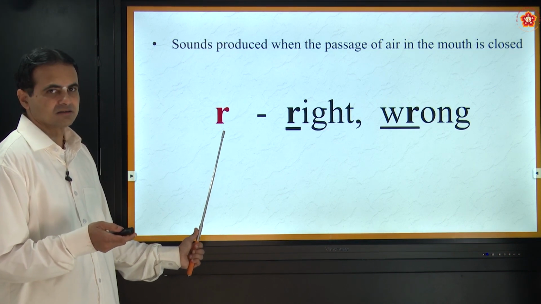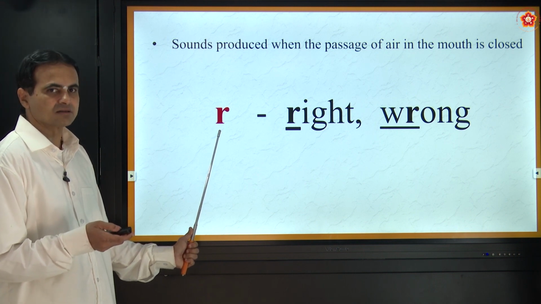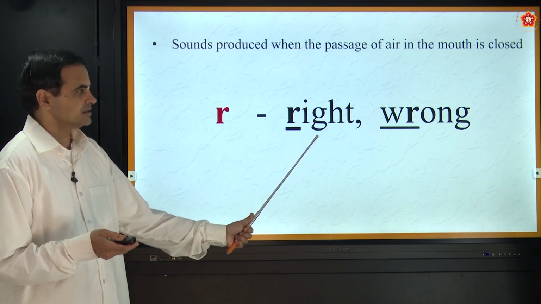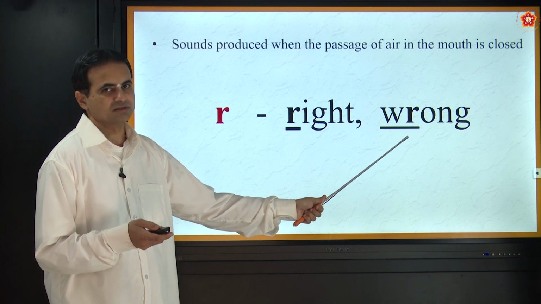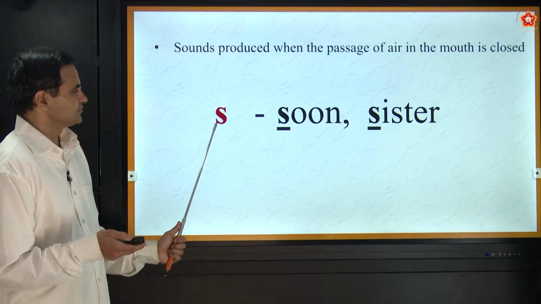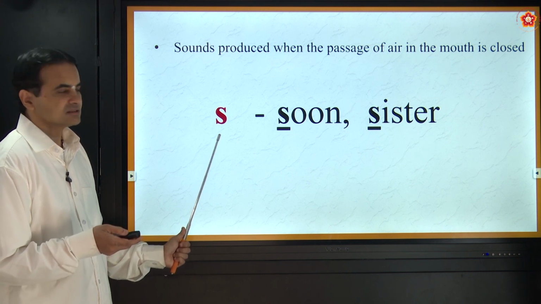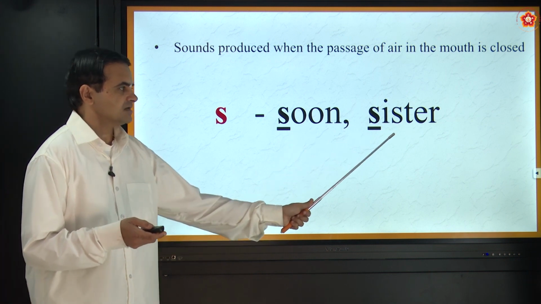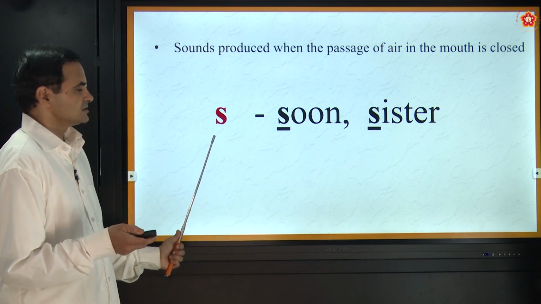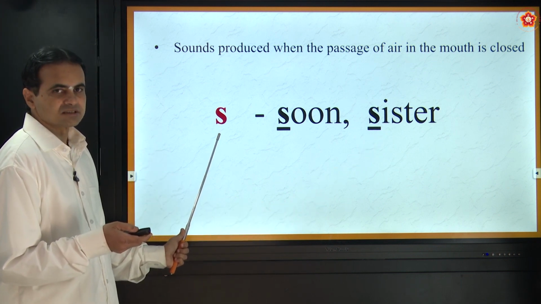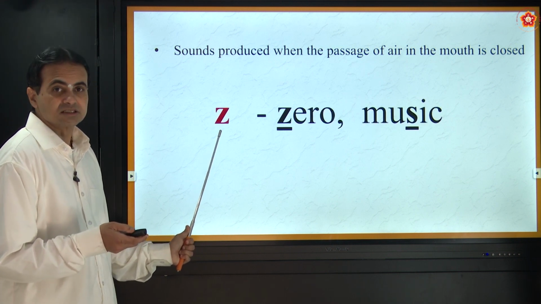Next, R. R represents the sound R. Examples: right, wrong. Next, S represents the sound S. Examples: soon, sister. Next, Z.